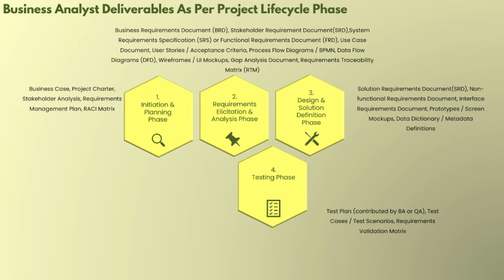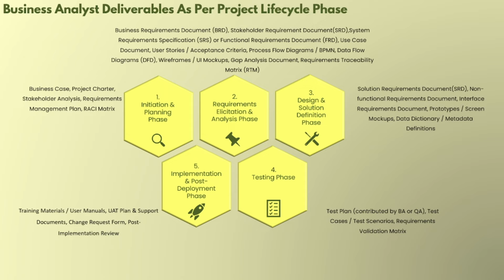Then test cases and test scenarios. These are detailed steps designed to validate that the system functionalities meet the requirements. They are often derived from use cases and user stories. We have already discussed test cases in detail in previous tutorials. Then the requirements validation matrix lists each requirement alongside the method of validation, which ensures every requirement is tested and meets business needs. This document may be required separately in a few projects as well.